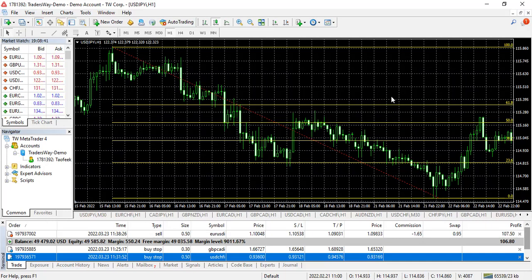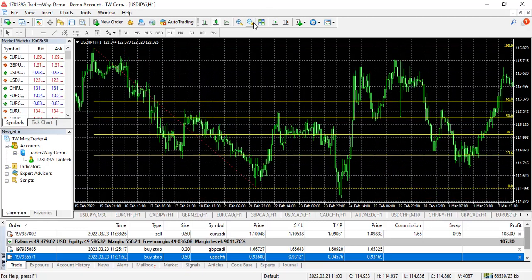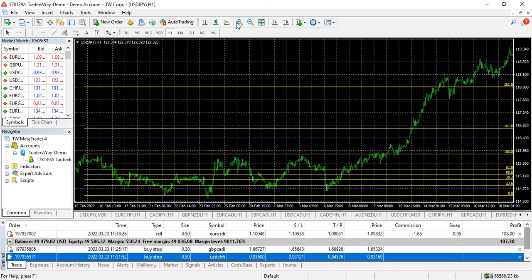So let us just take this to treat the support and resistance level. How we can use Fibonacci for support and resistance level. So let me reduce my MT4.